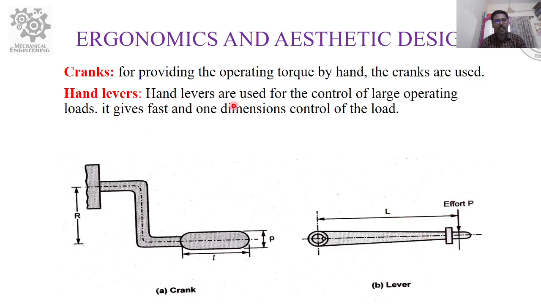So this is the hand lever. Hand levers are used for the control of large operating loads. We are using them in large operating devices. It gives fast and one-dimensional control of the load, so the main purpose is controlling the load.